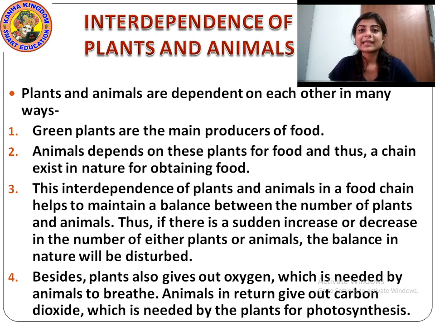This is how plants and animals are interdependent on each other. Plants provide food and oxygen to animals, and animals provide carbon dioxide to the plants, which is necessary for the plant body to prepare food. Thus this forms a chain of food, maintaining the balance in nature. It balances the number of plants and animals in nature.